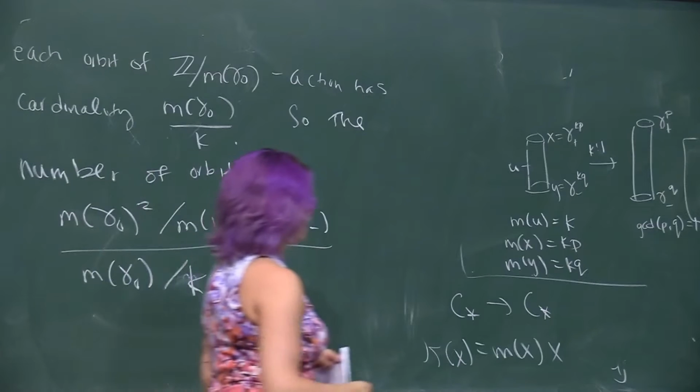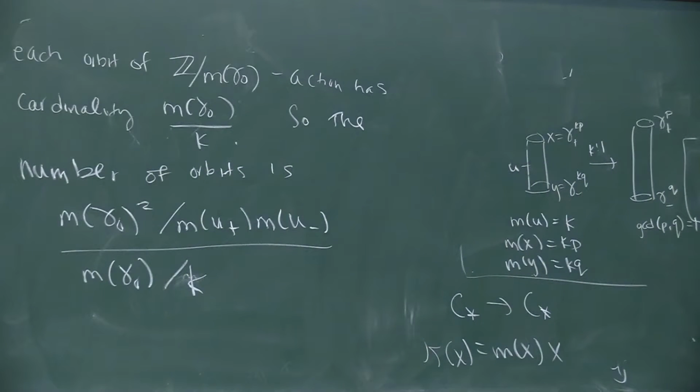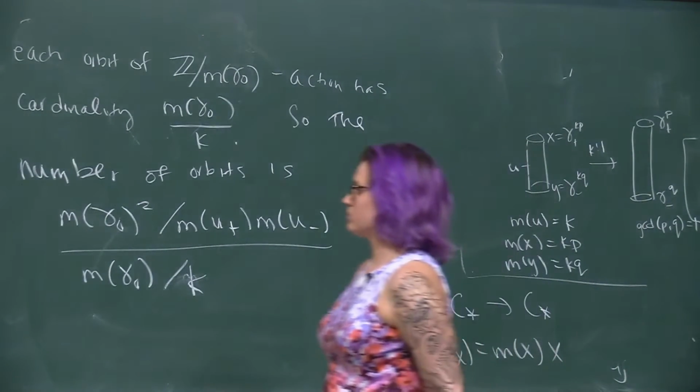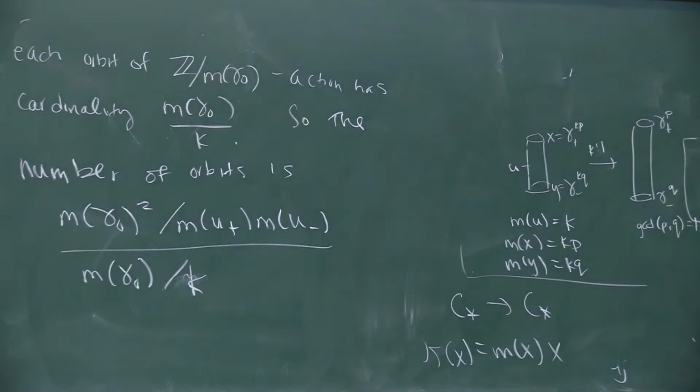And that's exactly the k of m of gamma naught divided by m of u plus m of u minus n's. And then the k is coming from the fact that you're looking at the greatest common divisor of this guy with this guy, which is exactly sort of when you glue these curves together.